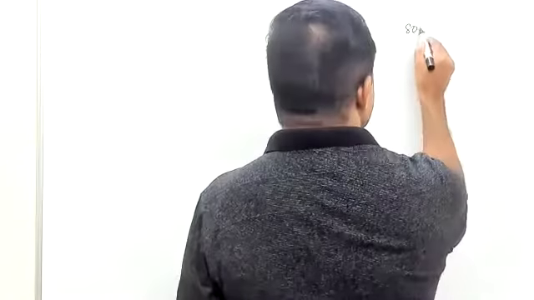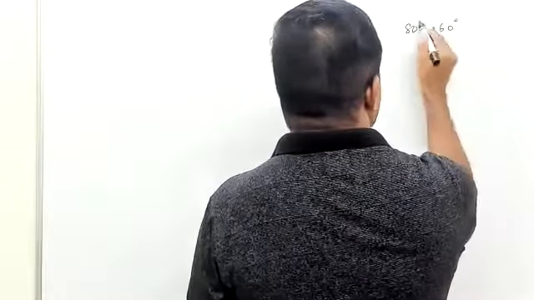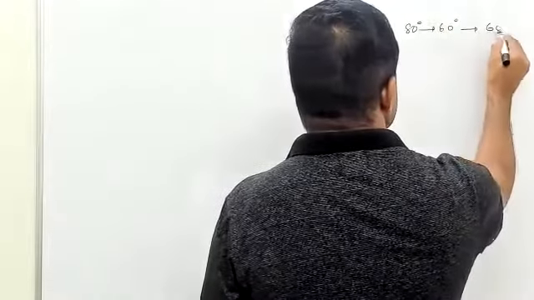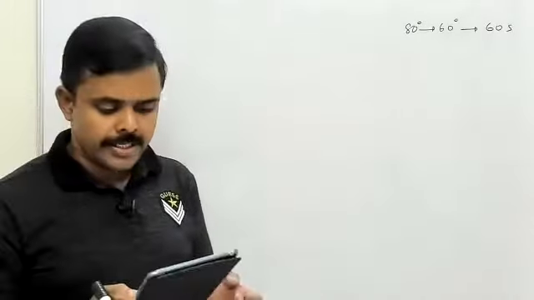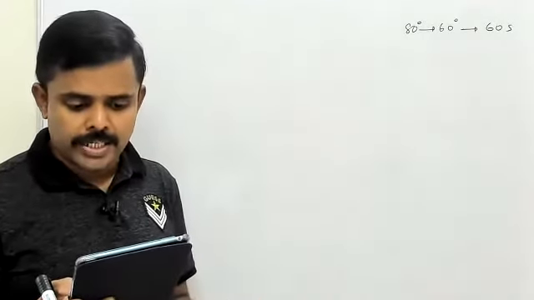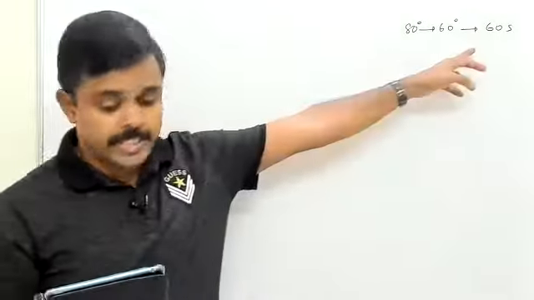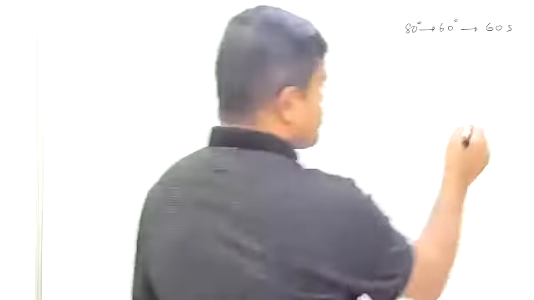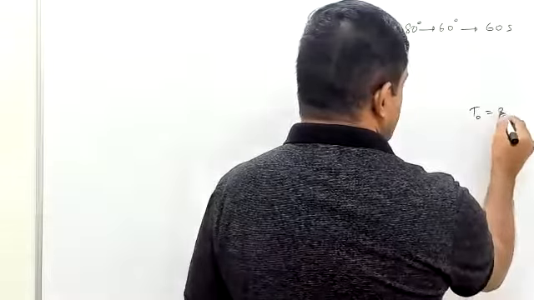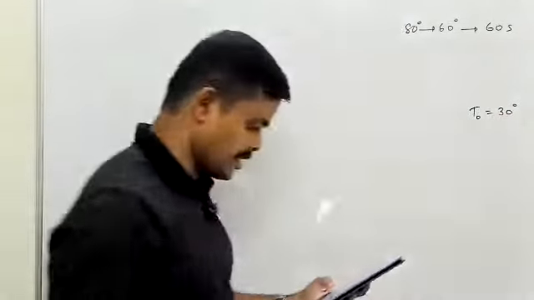Question number 19 and 20 are based on Newton's law of cooling. Question number 19. A cup of tea cools down from 80 to 60 degrees in 1 minute. 1 minute means 60 seconds. The ambient temperature is 30 degrees Celsius. Ambient temperature means atmospheric temperature.